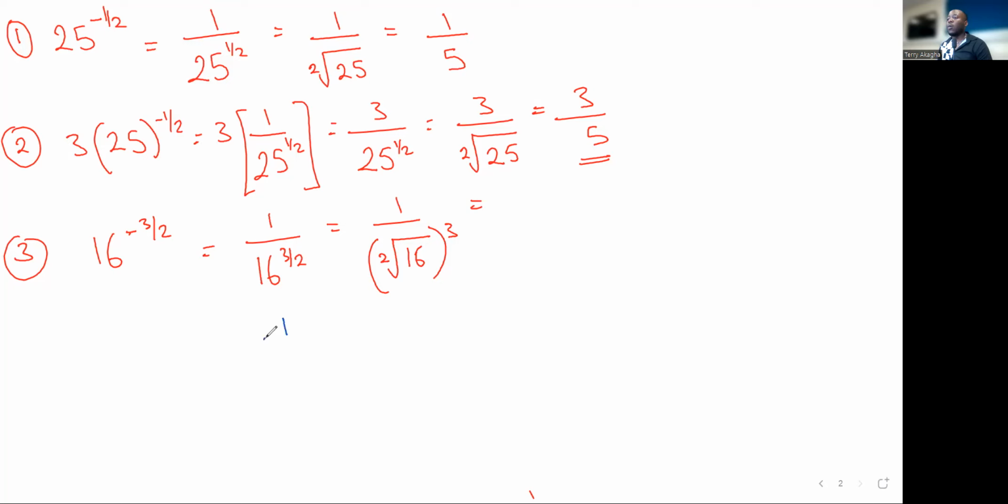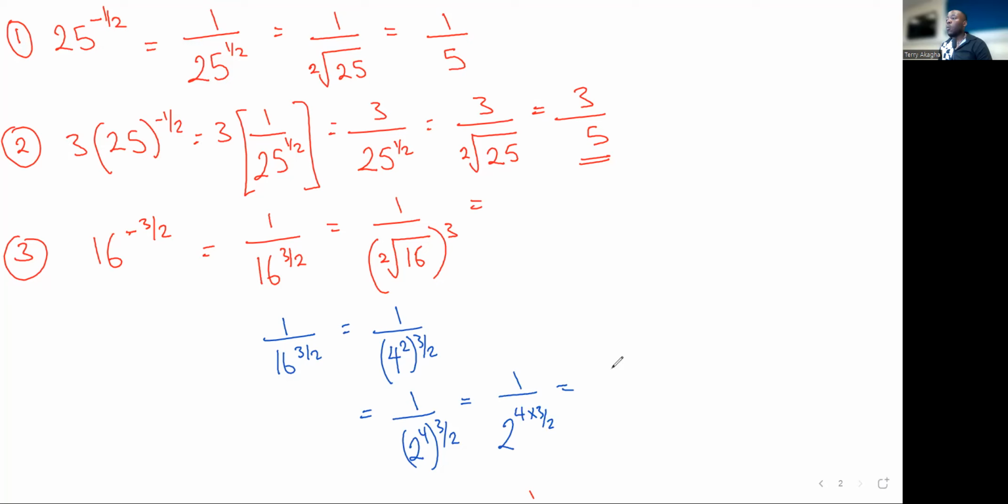I can break this as 1 over 16 to the power of 3 over 2. 1 over 16 is the same thing as saying 4 squared, to the power of 3 over 2. Can you see? Or I can say it's the same thing as saying 1 over 2 to the power of 4, all to the power of 3 over 2. Okay? So this will give me 1 over 2 to the power of 4 times 3 over 2, which will give me 1 over 2 raised to the power of what?